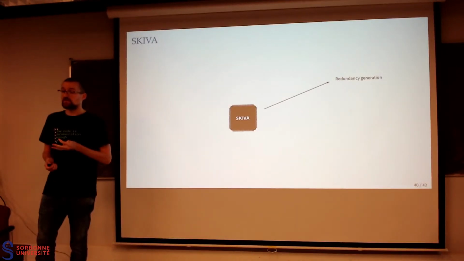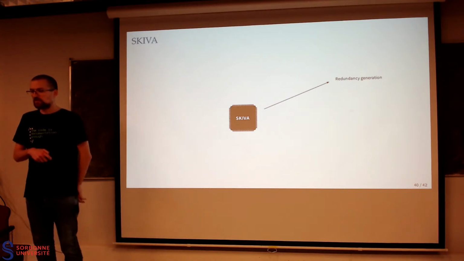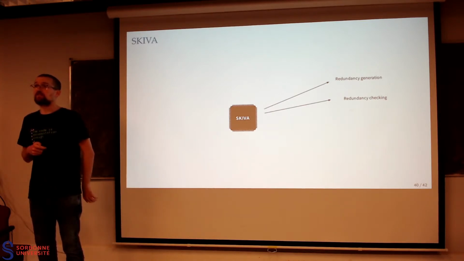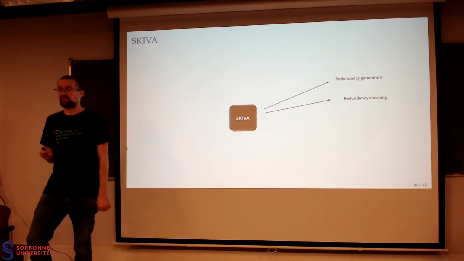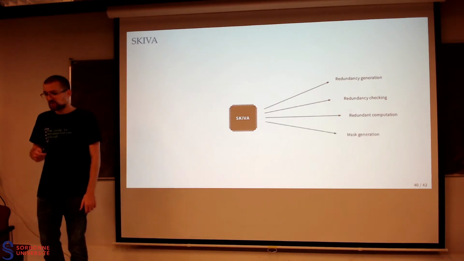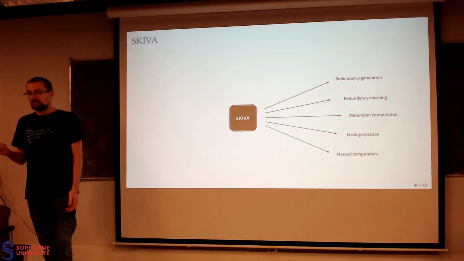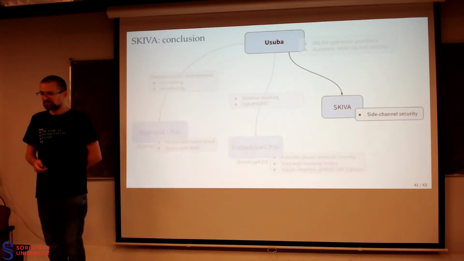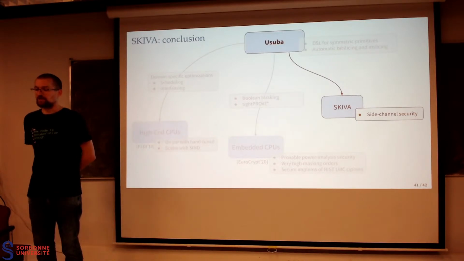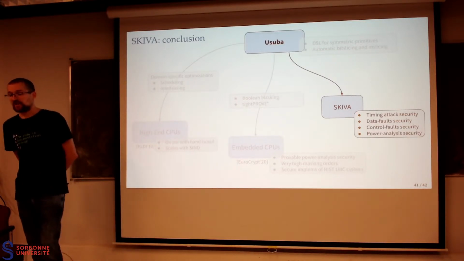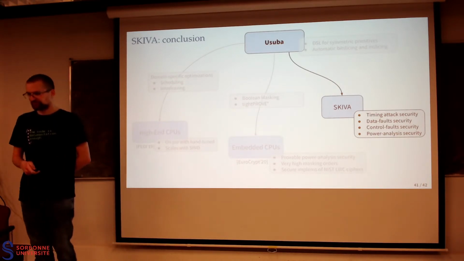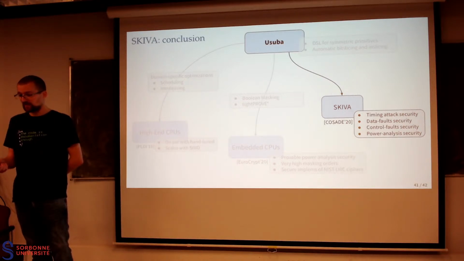The Skiva custom CPU provides instructions to efficiently generate redundant data, to check that redundant data are correct, meaning that it's actually redundant and no fault was injected, to compute on redundant data, to generate masked data, and to compute on masked data. And we added a backend in Usuba to generate code that can run on the Skiva CPU. We are thus able to generate implementations that are secure against timing attacks, faults on the data, faults on the control flow, and power analysis. And this was published at COSADE 2020.